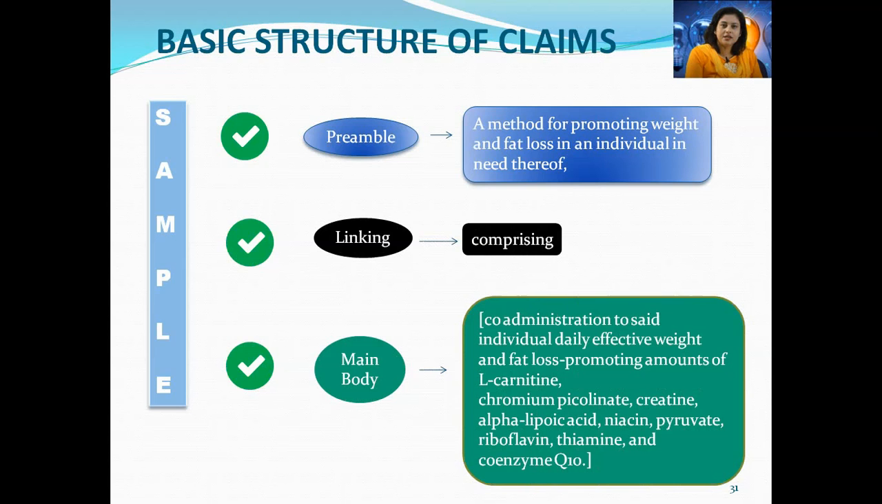So how are you writing it? First you are writing the preamble, so you are starting with a method for doing such and such things. Comprising, the word comprising is the linking word, and the third part is the main body where you are describing what you want to do. So this is the basic structure of a claim.